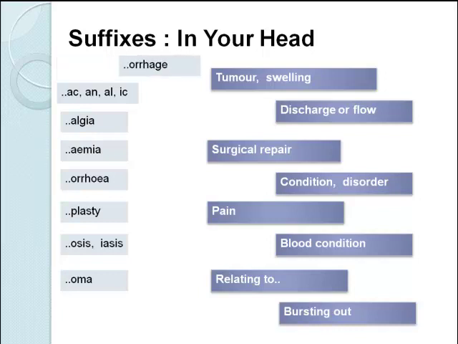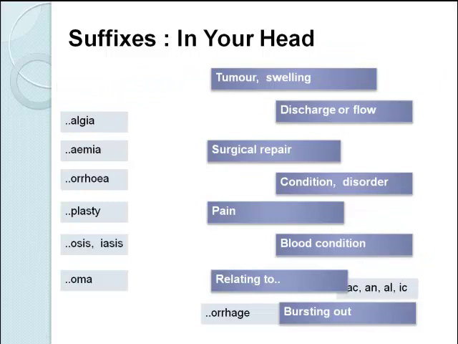Okay, let's go. Rrhage, bursting out. Ic, al, or an at the end of the word means relating to. Algia, algia, pain, sounds sort of painful, algia.